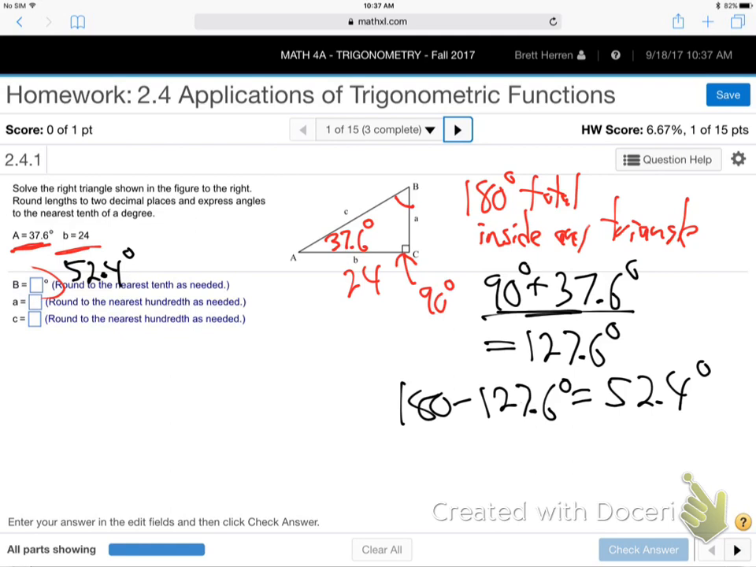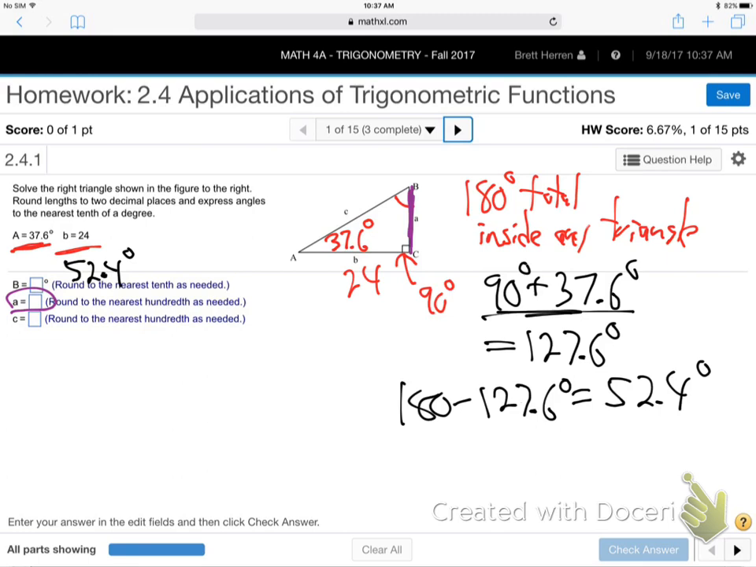Now, next, they want side A. Right here. Side A. This side length right here. See the A over there? How do I find that side length? We've got all three angles now, right? I've got the 90, the 37.6, and the other one, which is 52.4. Now I want to find the sides. How do I find the side length of little a there?